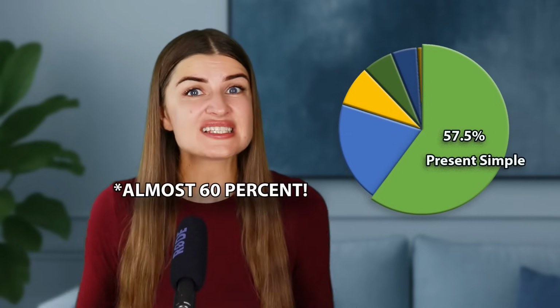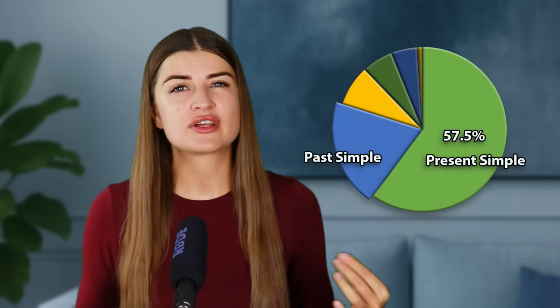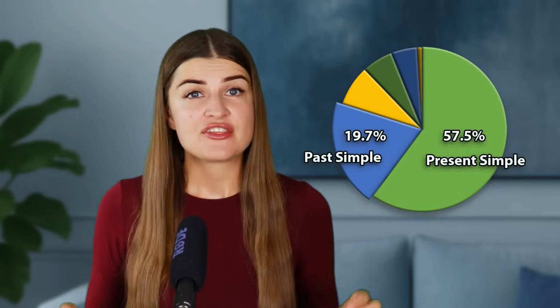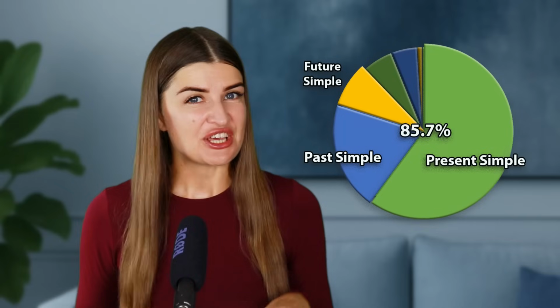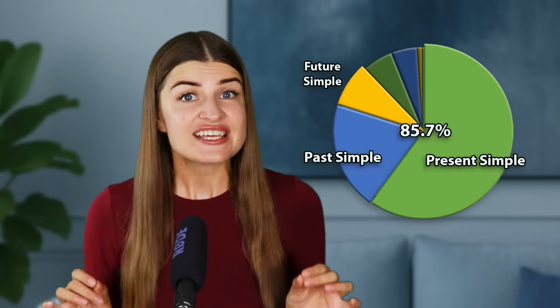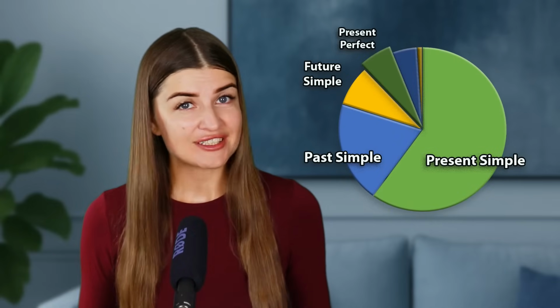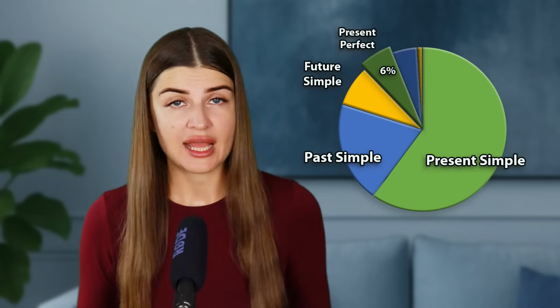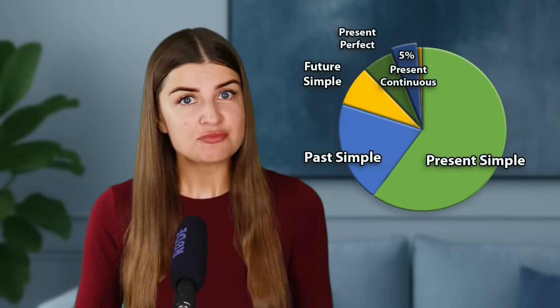And in the first place, by a huge amount, is present simple, used in almost 60% of all English. Next comes past simple, with close to 20%. Then we have future simple, making up around 8%. So, just those three tenses alone cover nearly 88% of everyday English use. Pretty amazing, right? After that, we have present perfect simple at about 6% and present continuous at around 5%.